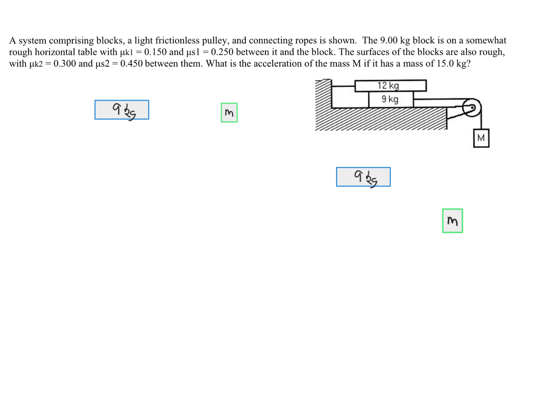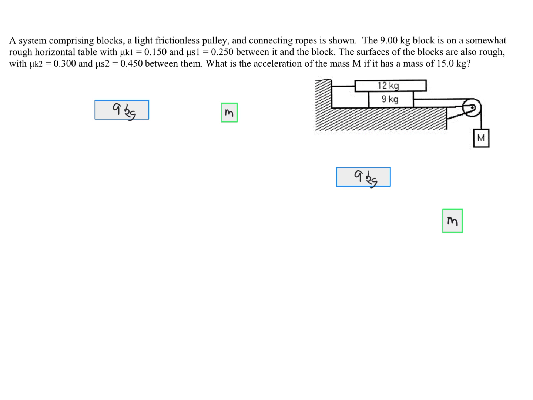Hey class, so here's the next question for you all. As you can see, we have these three blocks in a very precarious situation. We've got this 12 kilogram block on top of a 9 kilogram block, but the 12 kilogram block is fixed to the wall, so we know it's going to remain stationary, because as the mass m drops, it will pull on the 9 kilogram block but leave the 12 kilogram block stationary.